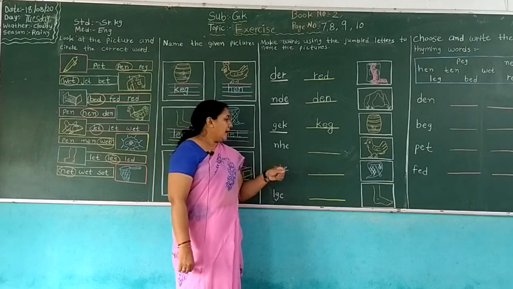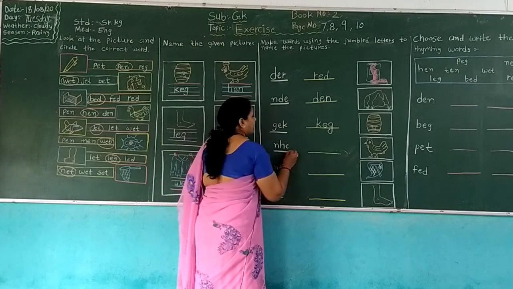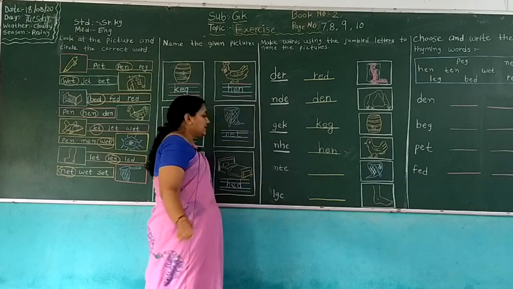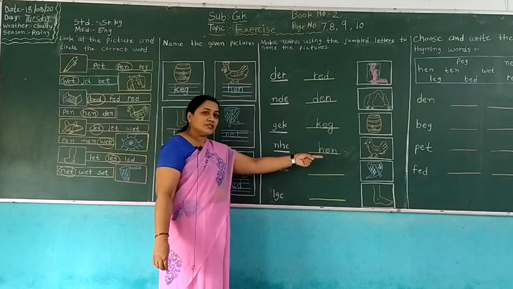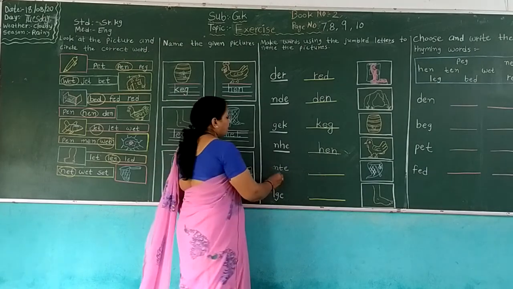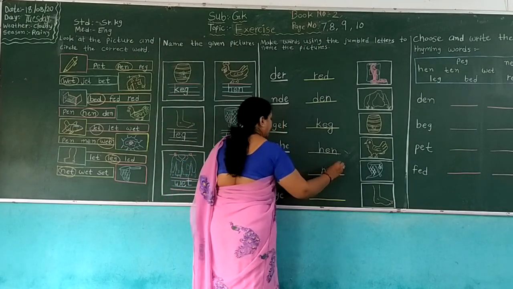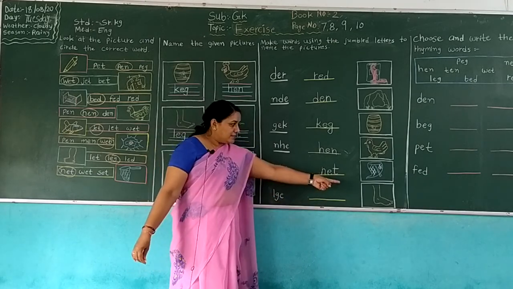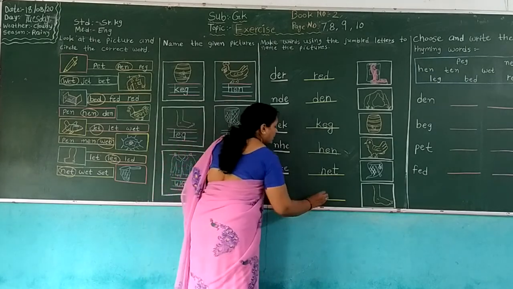Then next picture, hand picture. Which picture? Hand picture. And H-N-A-D. It's a jumbled word. We make the correct word, hand. And next is N-T-E. Net. There is a picture of a net also. It's a jumbled word. Now we make the correct word, net. Then L-G-E. And there is a picture like a leg. It's a jumbled word.